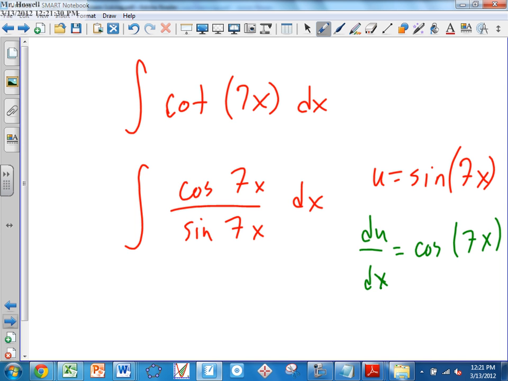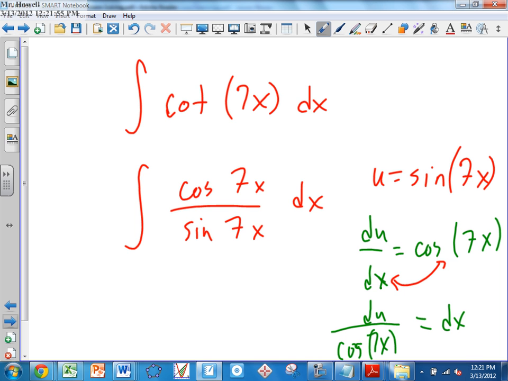Solve for dx, please. So switch these two spots. You're going to get du over cos 7x equals dx. Again, how do you solve for it? Please don't actually do math. Just flip these two around. You got to pick up on that by now. Whenever you have 3, you can move the diagonals. Or 4, either one.